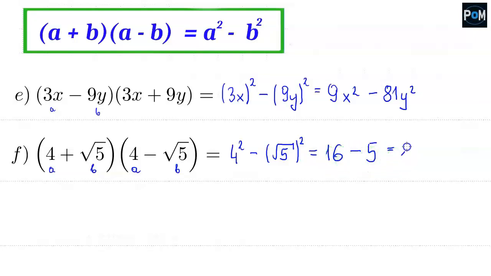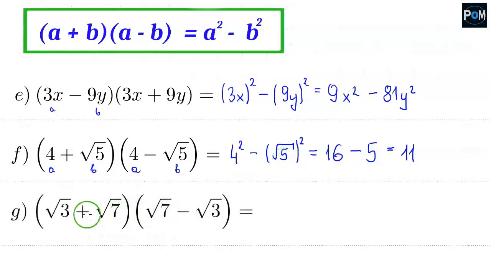16 minus 5 is 11, and that's the end of example F. In example G, I have roots again, the square root of 3 plus the square root of 7, and the square root of 7 minus the square root of 3. The order doesn't seem right to me again, and I need to change the order, but not in this bracket because there's subtraction, only in the bracket where there's addition.